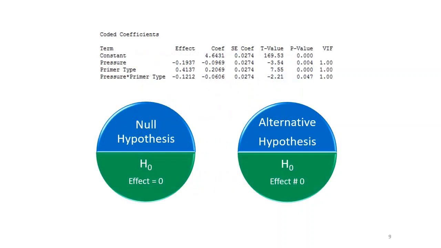The null hypothesis for each term in the model is that the effect is equal to 0. In other words, there is not a significant difference in paint adhesion across low and high levels of the factor. We generally use an alpha value of 0.05 to determine whether an effect is significant. When the p-value is greater than alpha, we fail to reject the null hypothesis. When it is less than or equal to alpha, we reject the null hypothesis and claim statistical significance.